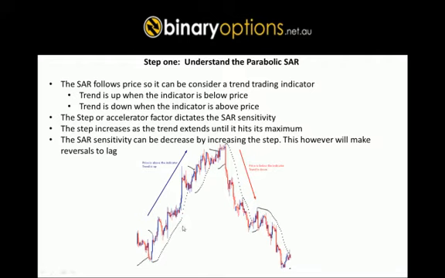This is what the indicator looks like on your chart. As you can see here on the left of the chart, price is going in an uptrend and the indicator is below price. When price reverses, the indicator is plotted above price, so you can visually see what the main trend is.